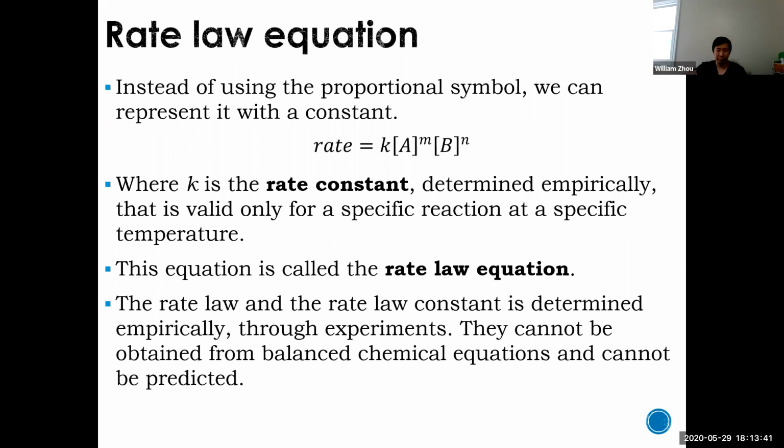Okay? How do we know what the rate law and the rate constant are? Well, you have to use experiments to figure that out. You cannot just look at the balanced chemical equation and figure that out. None of these numbers in the rate law relate to the balanced equation at all. So m and n are not the same as the coefficients in the balanced equation. You must do an experiment and then use the data to determine what the rate law is.